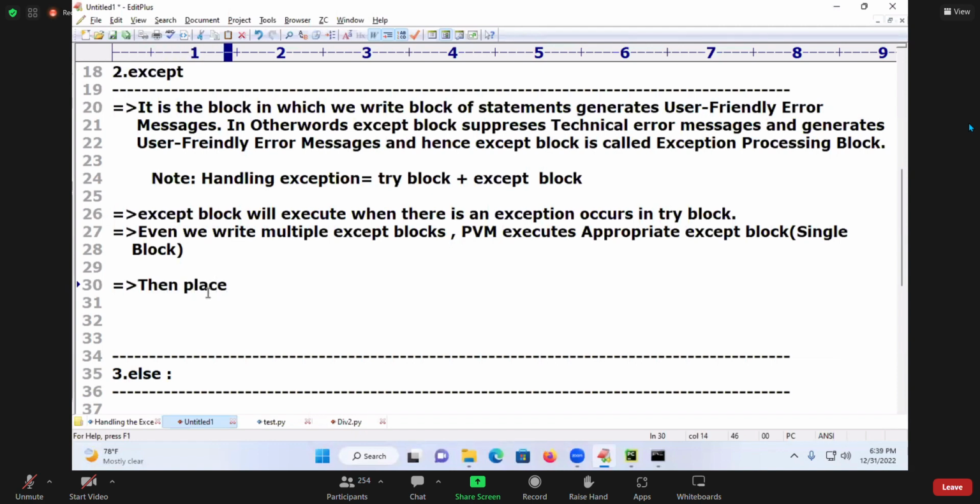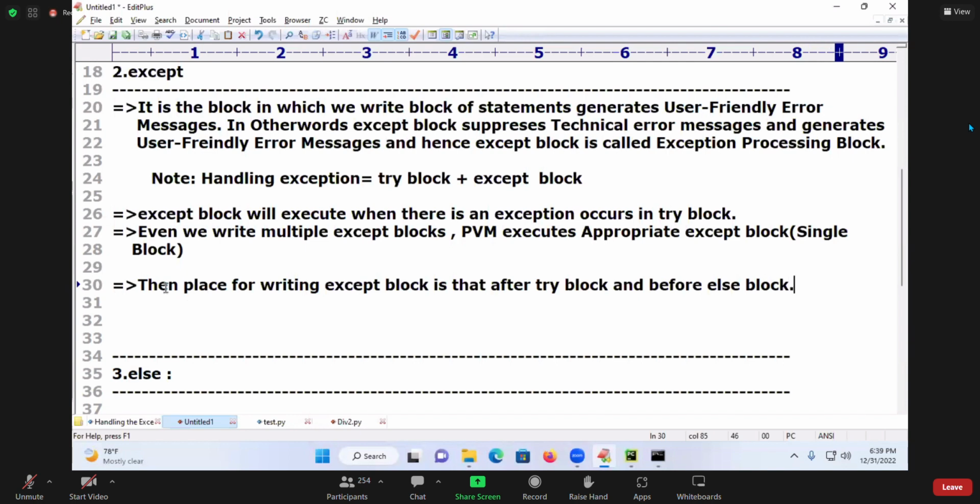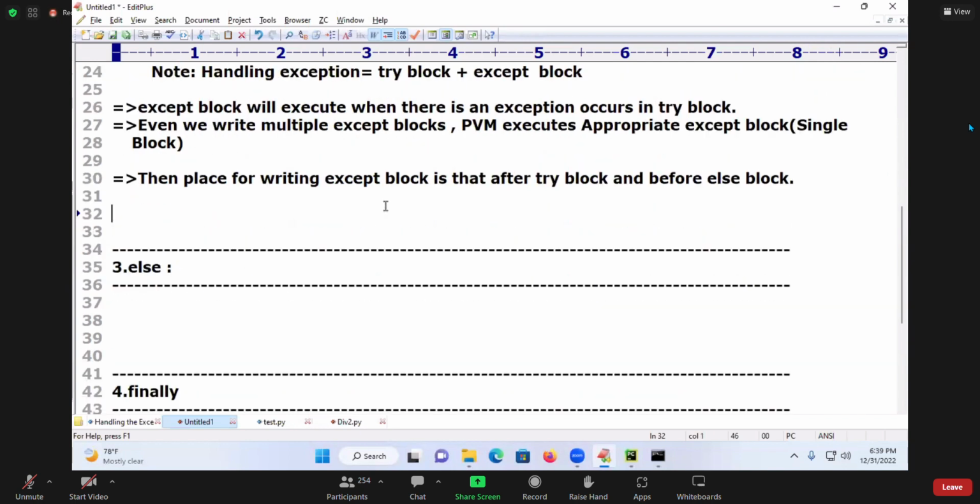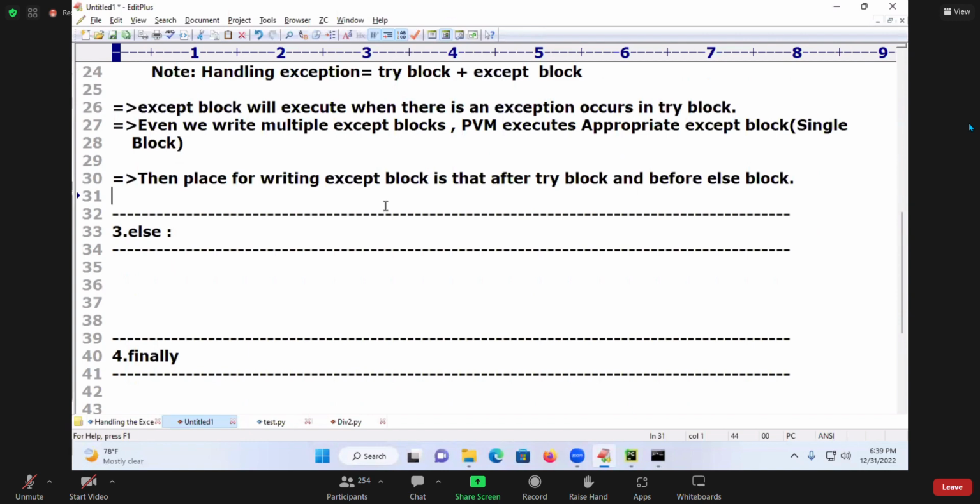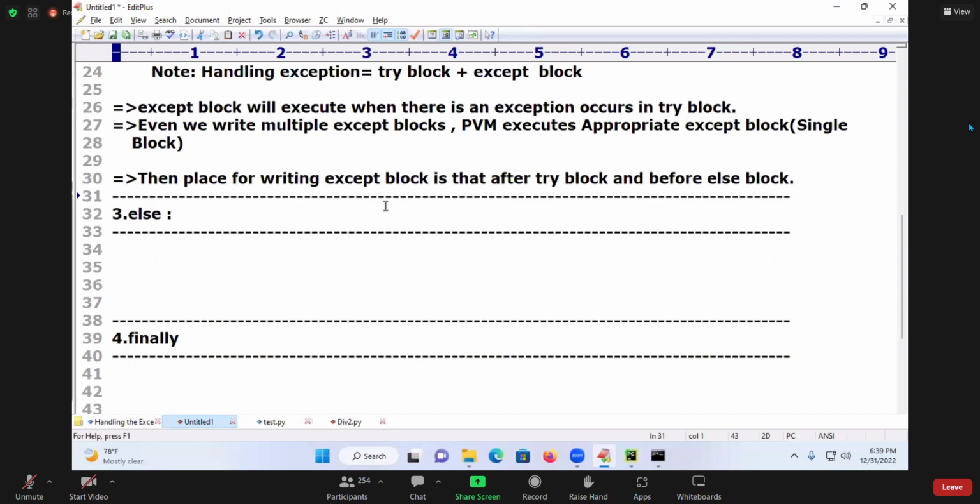So I am going to write it. Now I am writing here. The place for writing except block is after try block and before else block. I hope you are understanding this.